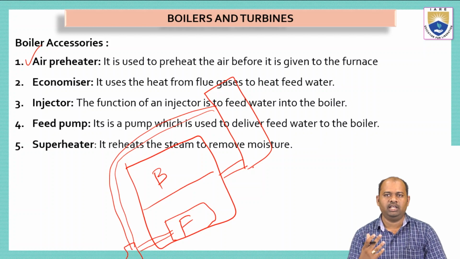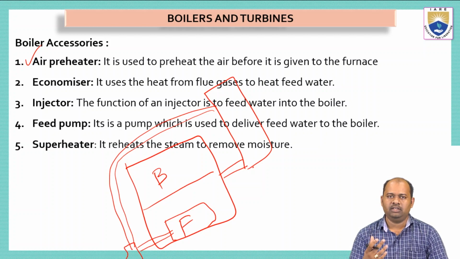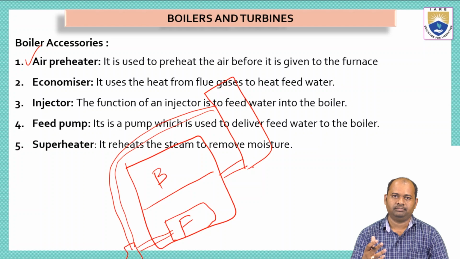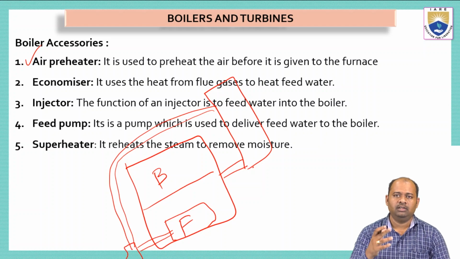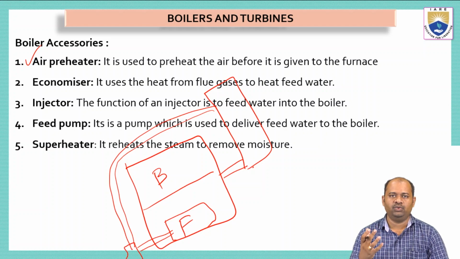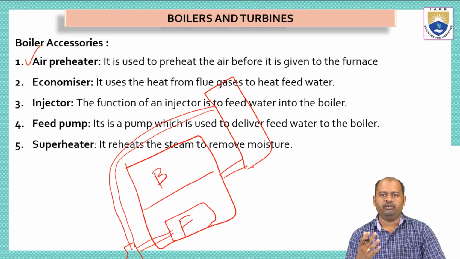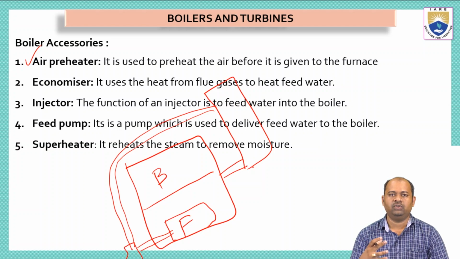So what happens when the air is preheated? The air will generally be at normal room temperature. But whenever I preheat this air, it attains a temperature where the combustion of the coal takes place more efficiently and more rapidly. I am repeating this: the preheated air is used in the combustion of the coal to improve the efficiency and also the quality of the combustion. So that is why a preheater is used.